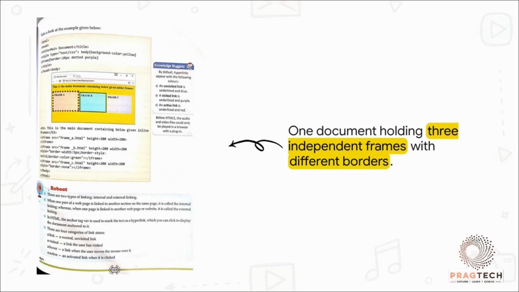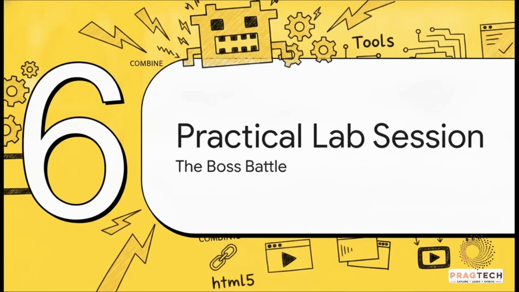Now, what's really interesting about this is seeing it all acting together at the exact same time. Take a look. We have a main yellow document here holding 3 completely separate HTML files. Frame A has this thick purple dotted border. Frame B went with a solid green border. And frame C, well, that one has no border at all, which makes it seamlessly blend right into the background. It's just incredibly flexible.